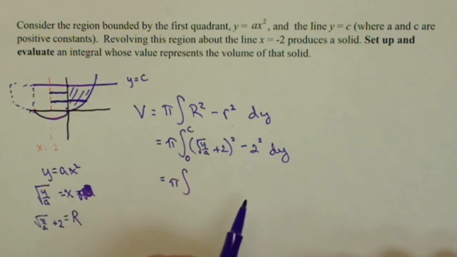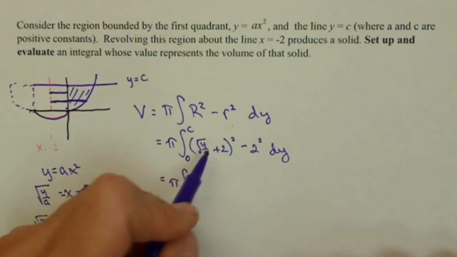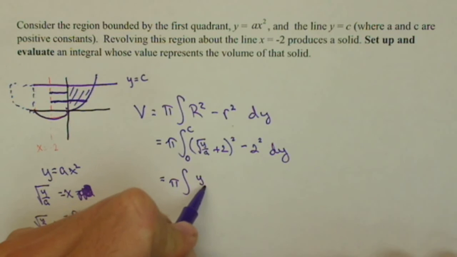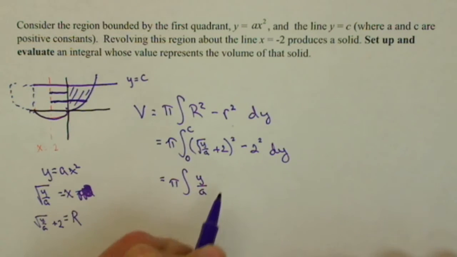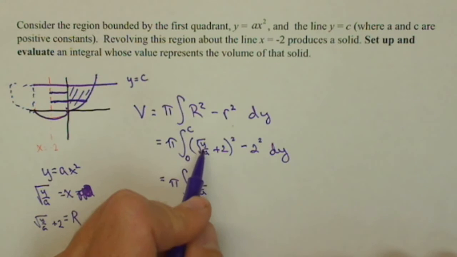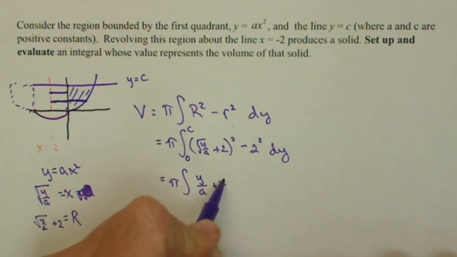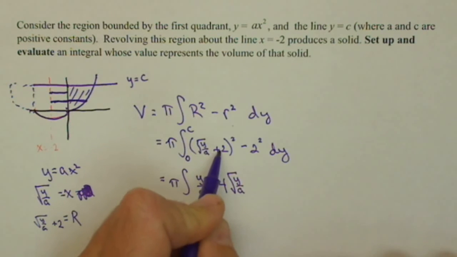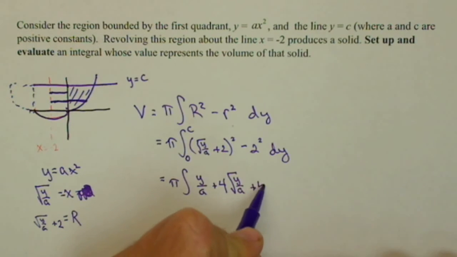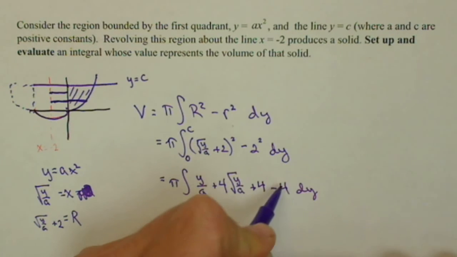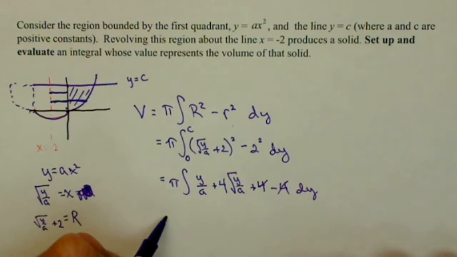Now we are ready to multiply things out and simplify. This has to be FOILed out. Square root of y over a times square root of y over a is just y over a. Then we're going to have square root of y over a times 2 plus square root of y over a times 2. So we're going to have a plus 4 square root of y over a. And then 2 times 2, so plus 4, and 2 squared is also 4. Those are going to be nice and cancel out for us.